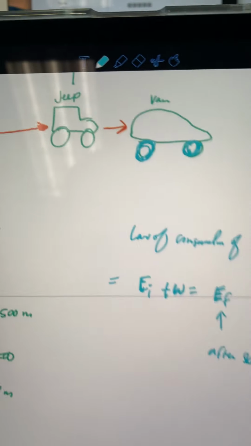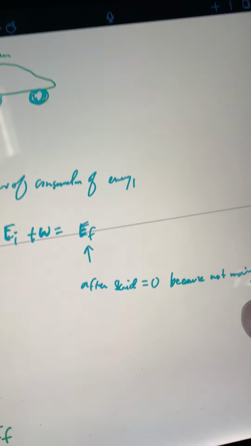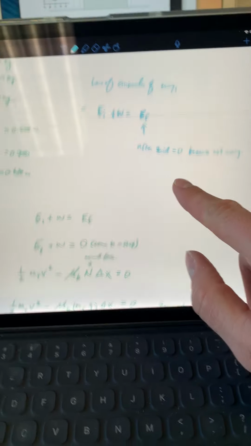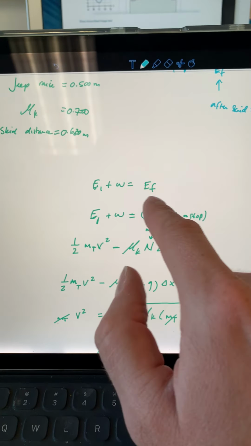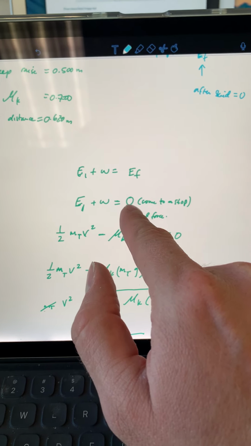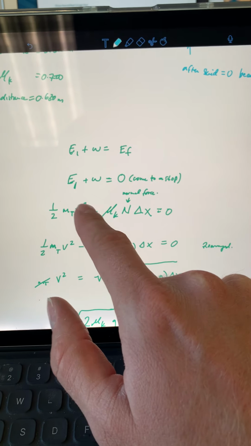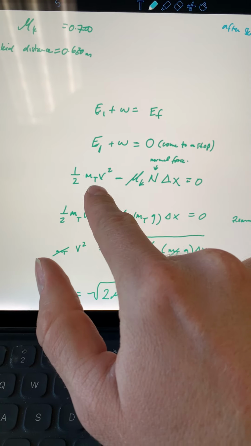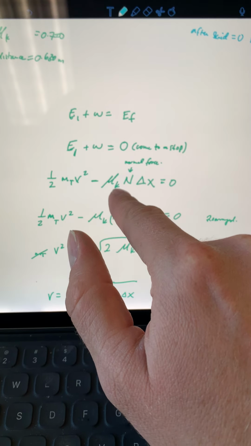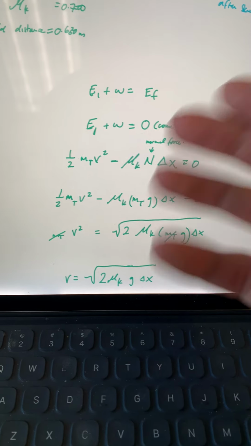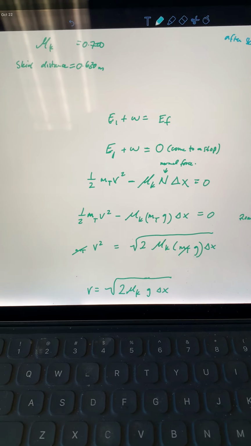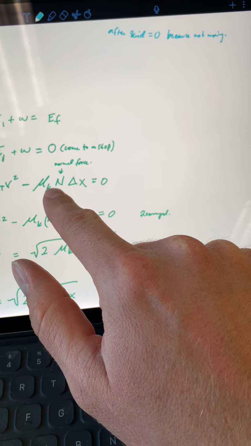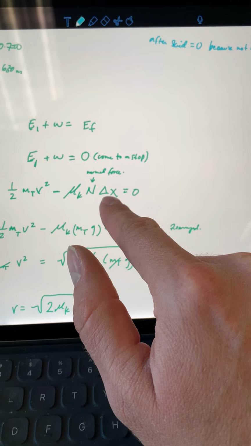So if we're going to work backwards, we're going to look at the van, the Jeep, and the car as a system. So the energy final after their skid is 0 because it won't be moving at all. So we rearrange it so the energy final is 0 after they come to a stop. And then the energy initial is going to be their kinetic energy, which is 1/2 mass total times velocity squared, plus the work, which in this case would be minus the work because the energy is leaving the system. So it's minus the coefficient of kinetic friction times the normal force times the displacement.